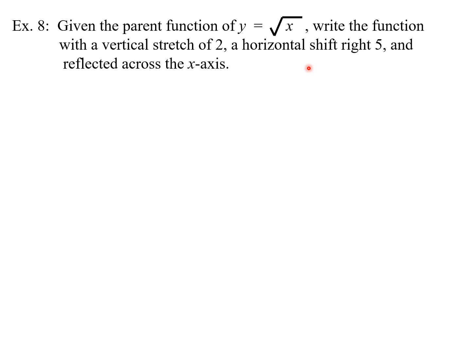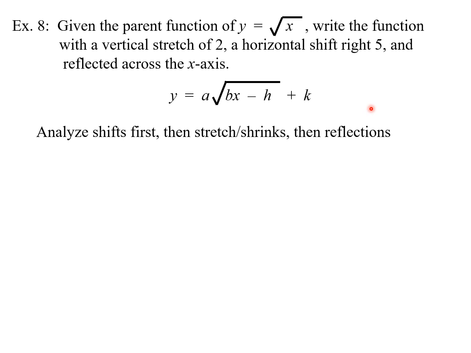All right. Given the parent function, the square root function, write this function with these parameters. The general form is going to look like this. Once again, we're going to work our way backwards. And so we're going to do the shifts first, then the stretches and the shrinks, and then the reflections. Okay, do it in this order.